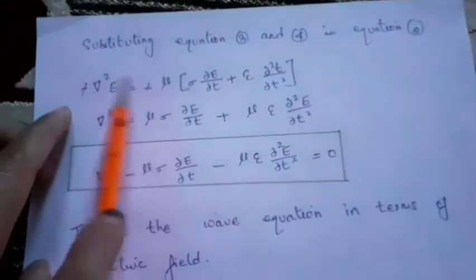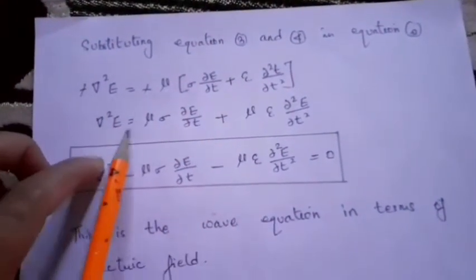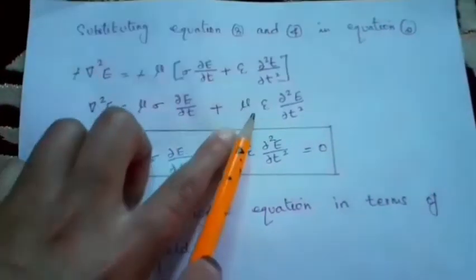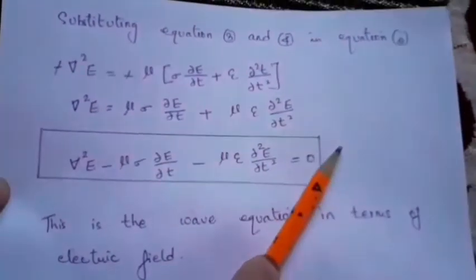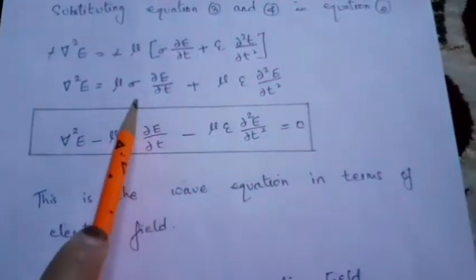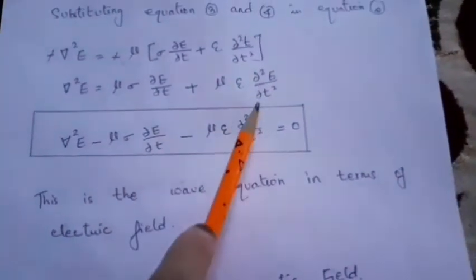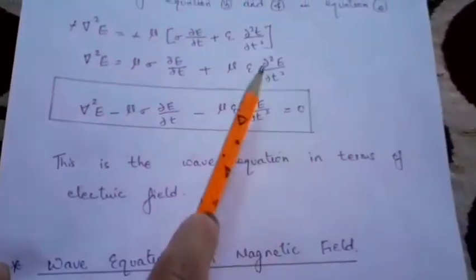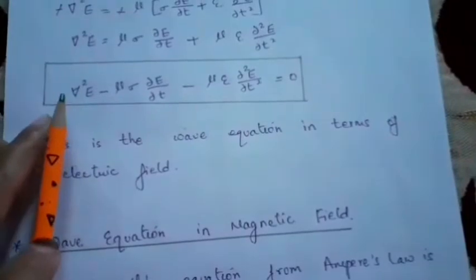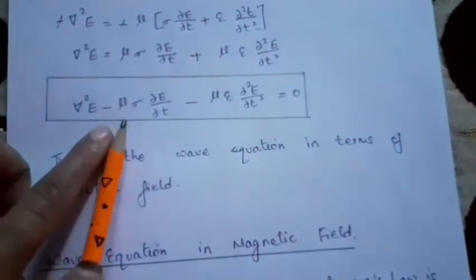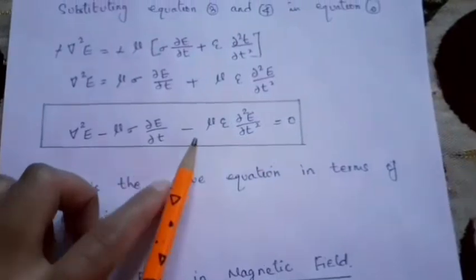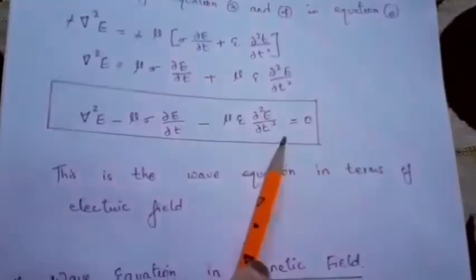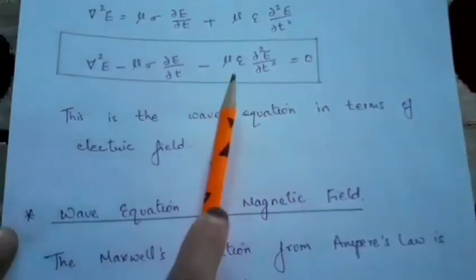So after cancelling this negative sign, we will get del square E equals to mu sigma dou E by dou t plus mu epsilon naught dou square E by dou t square. So here what we are going to do, we are going to move these right hand side terms to the left hand side, so that the right hand side will become 0. After moving it, it will become like this: del square E minus mu sigma dou E by dou t minus mu epsilon naught dou square E by dou t square equals to 0. So this is the wave equation in terms of electric field.